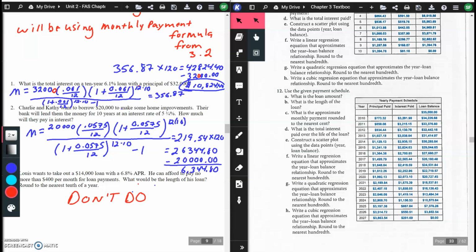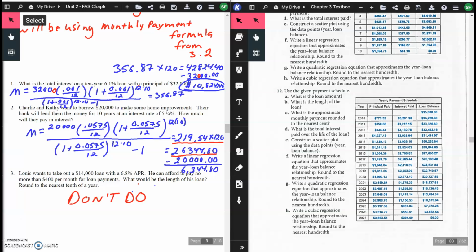You're going to multiply that by 120 payments because you have 10 years, 12 months per year. 10 times 12 is 120. Gives you a total amount that you're paying of $26,334.80. Okay, you're going to subtract off how much you actually borrowed, which is $20,000. The leftover, which is $6,334.80, is the amount of interest that you pay for that particular loan.